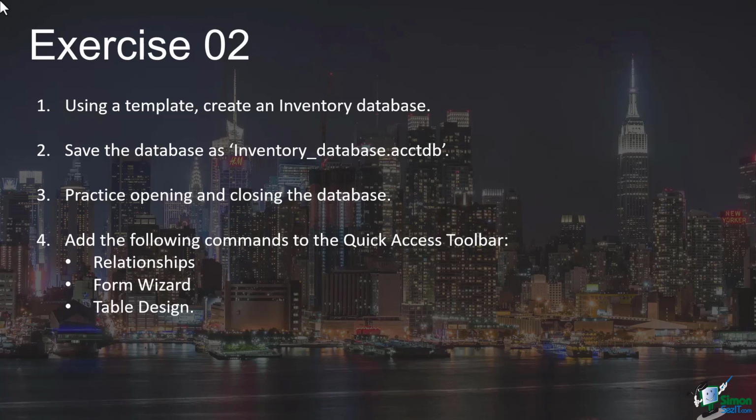I'd then like you to add the following commands to the quick access toolbar: relationships, form wizard, and table design. And of course, if there are any other commands that you feel like adding to that toolbar, then please feel free to do that. So that's it for exercise 2. It's pretty straightforward. If you'd like to see my answer, then please keep watching.